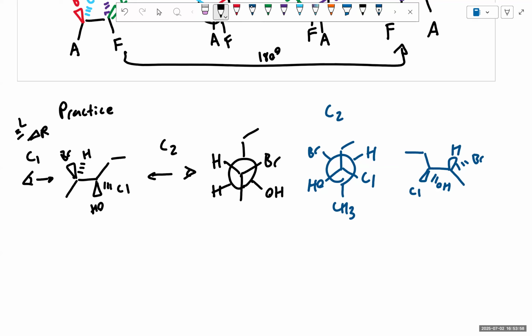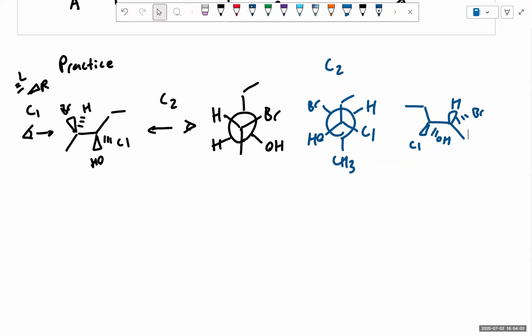Let's do another example of drawing Newman projections. So here's going to be our second example that we're going to look at. This time we have an iodine with a wedge, a bromine with a dash, an amine with a wedge, and a hydrogen with a dash. Okay, so take a few moments to make a model, and then we'll discuss this example momentarily.